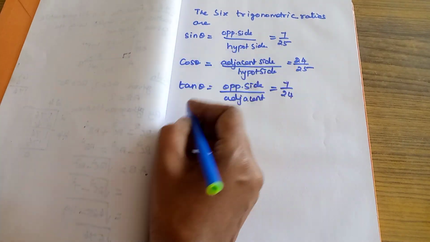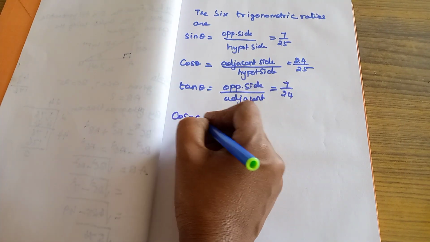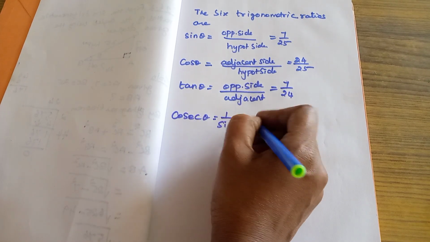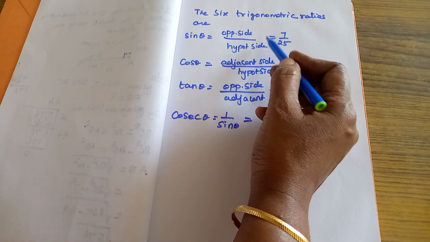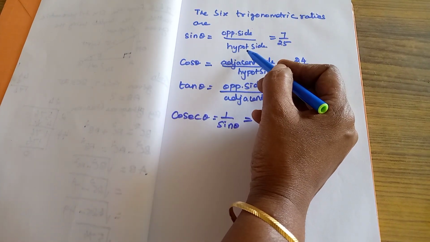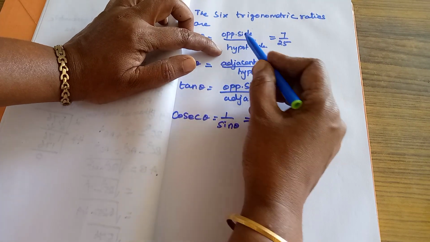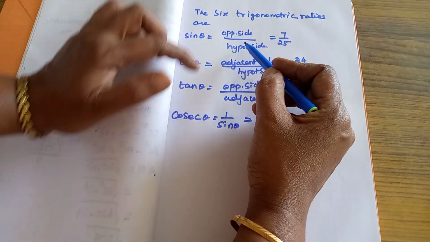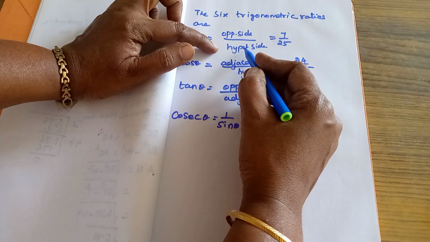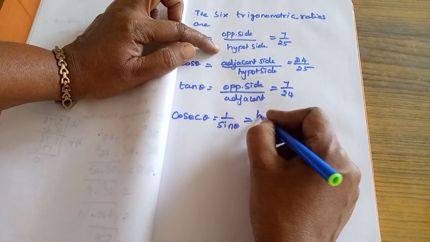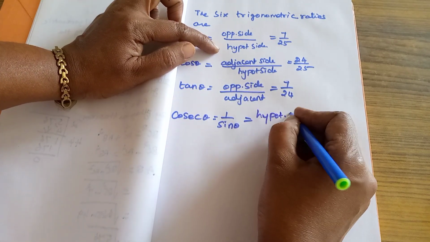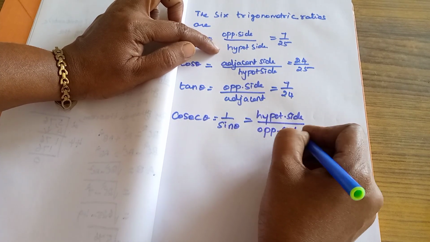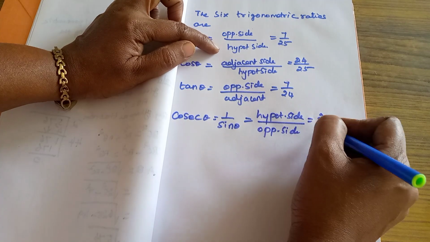Then next, reciprocal of sine, that is cosecant theta. Cosecant theta is equal to 1 by sin theta, the reciprocal of the sine value. Opposite by hypotenuse is there for sine, so for cosecant theta we write it reciprocally: hypotenuse side by opposite side, which is equal to 25 by 7.